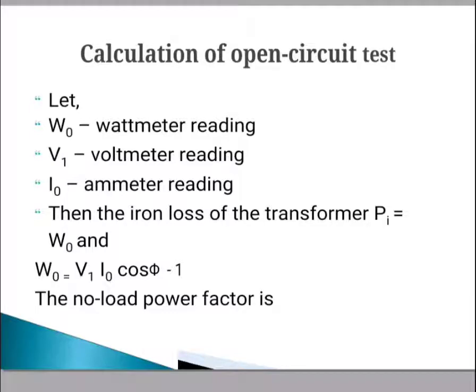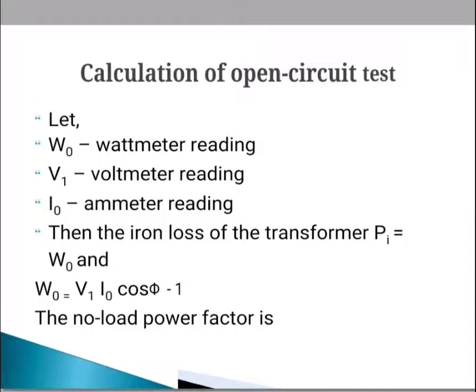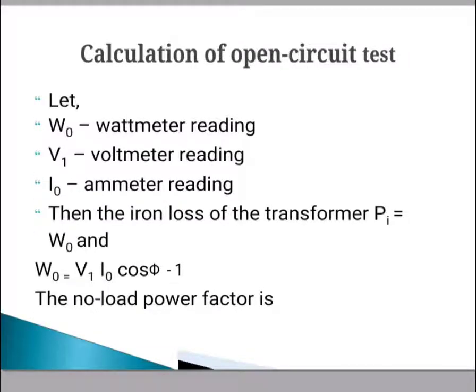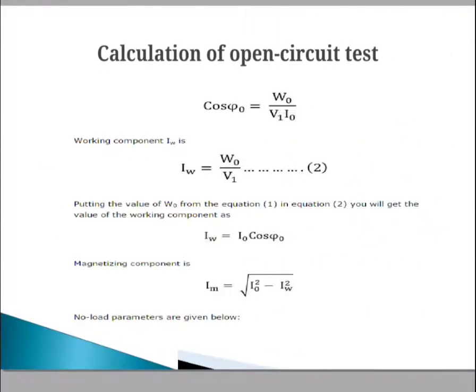For the calculation of the open circuit test, we have the wattmeter reading W0, V1 is the voltmeter reading we measure on the primary side, and I0 is the ammeter reading. Then the iron losses of the transformer, indicated by Pi, are nothing but the wattmeter reading, that is W0, and it is given by V1 I0 into cos phi 0. The phi 0 is the no load power factor, and it is calculated with the help of W0 divided by V1 I0.